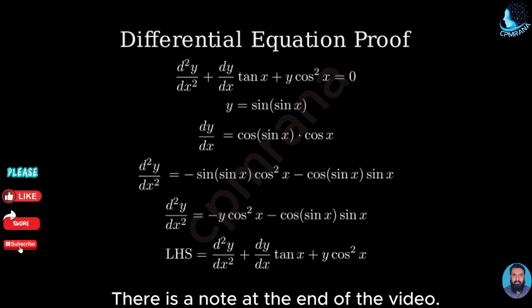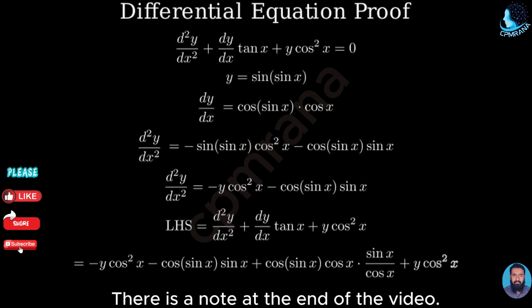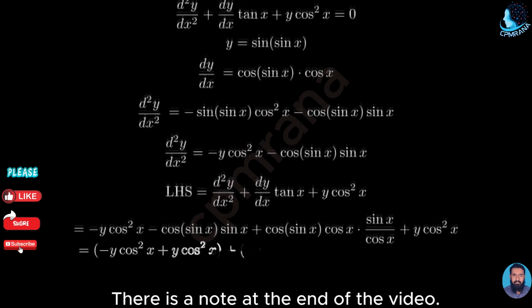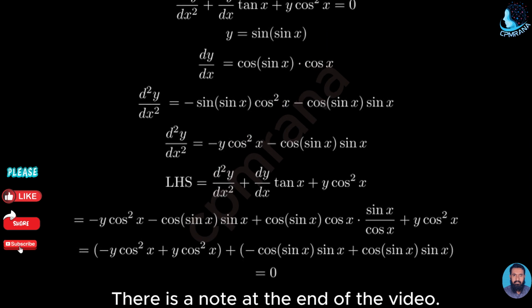Let's substitute what we found for the second derivative. And remember that dy dx is cosine of sine x, and tan x is sine x over cosine x. Now let's simplify. The negative y cosine squared x and positive y cosine squared x cancel out. And when we simplify, the middle terms, cosine of sine x times sine x over cosine x, just equals cosine of sine x, which cancels with the negative cosine of sine x term.